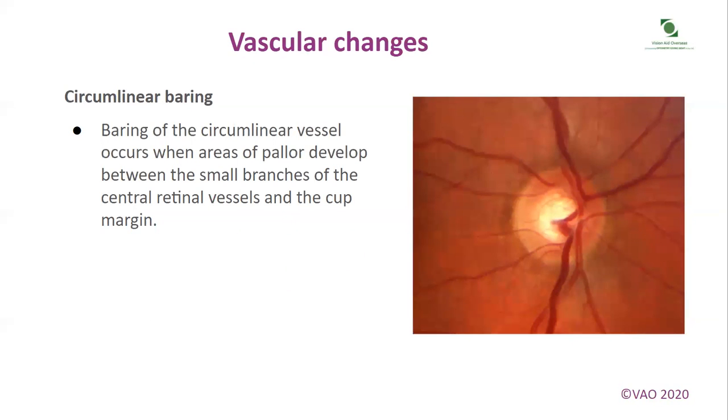Circumlinear bayoneting. Bearing of the circumlinear vessel occurs when areas of pallor develop between the small branches of the central retinal vessels and the cup margin.